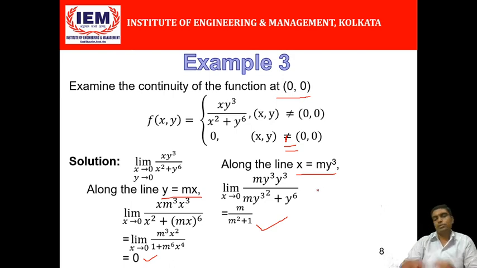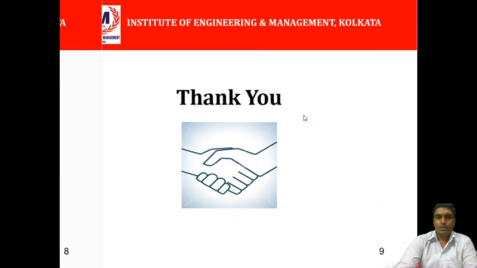So I can approach the 0, 0 point by various paths, right? Now if I approach by one path, a straight line, I am getting limit value 0, whereas by using this curve x equal to my cubed, it's giving an arbitrary value that depends on the value of m. So the continuity is not happening here, so I can say this function is not continuous at the point 0, 0. Okay, thank you.